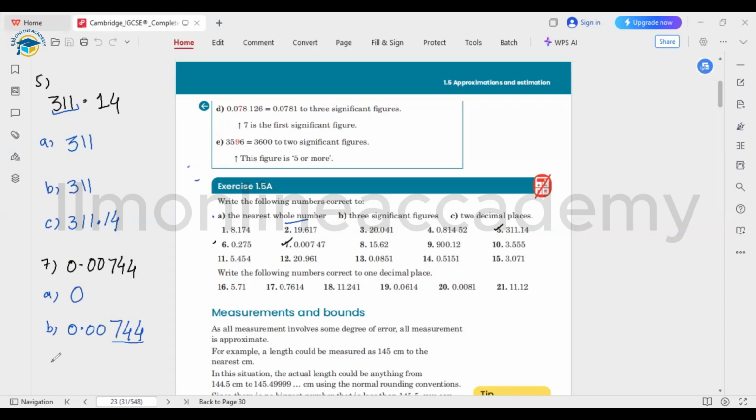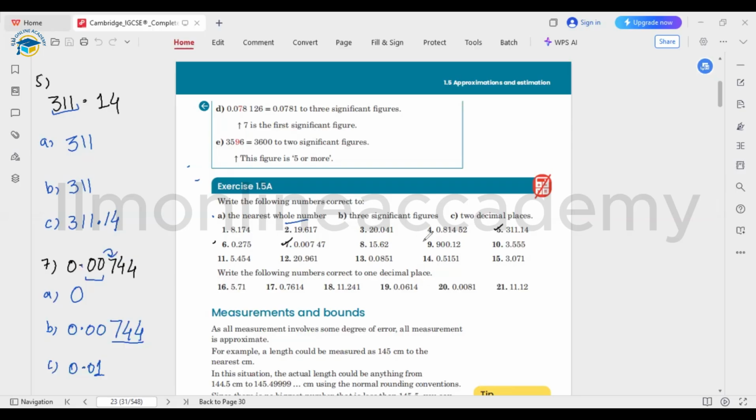Okay. Next, the part C, we have to write down the number up to 2 decimal places. So for that, we need to check the two numbers after the decimal point. So the decimal point numbers will be 0, 0, but after that we have 7. So you add one to the previous number, and in this way you will make the number 0.01. So this is your 2 decimal place number because after the decimal point we have two numbers. Okay. This is your part number 7.